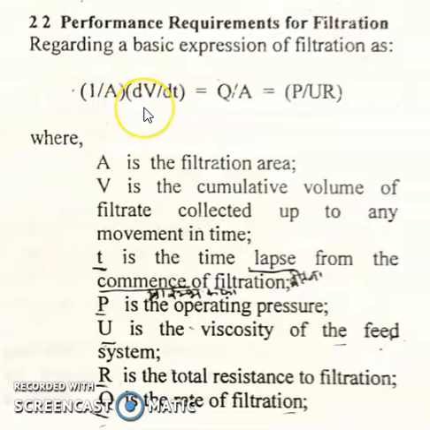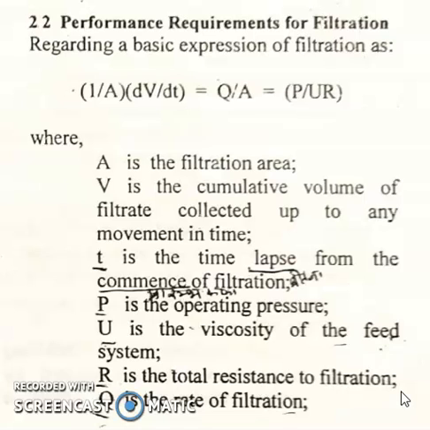1 divided by A multiplied by dV by dt is equal to Q divided by A is equal to P divided by UR, where A is the filtration area, V is the cumulative volume of filtrate collected up to any moment in time, T is the time lapse from the commencement of filtration, P is the operating pressure, U is the viscosity of the feed system, R is the total resistance to filtration, which includes filtration medium and filter cake.